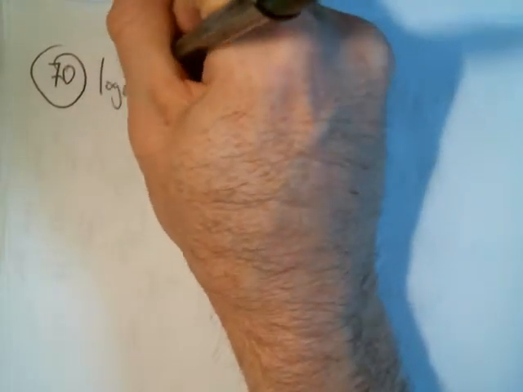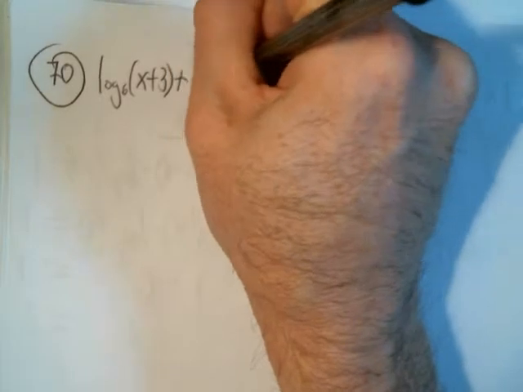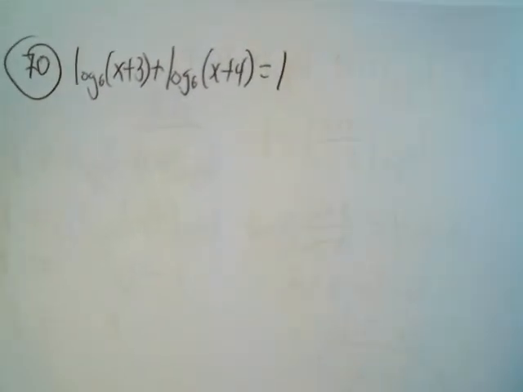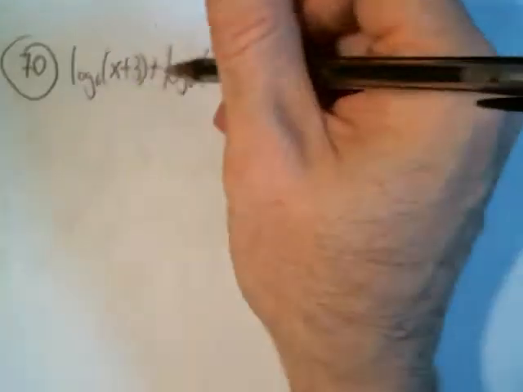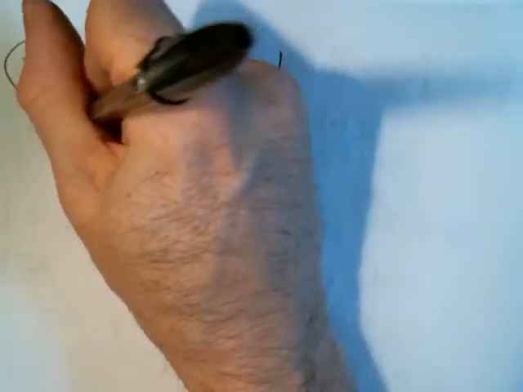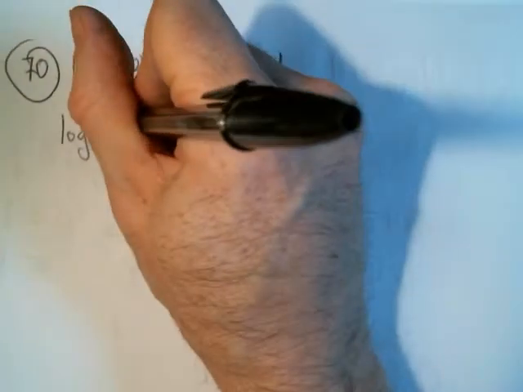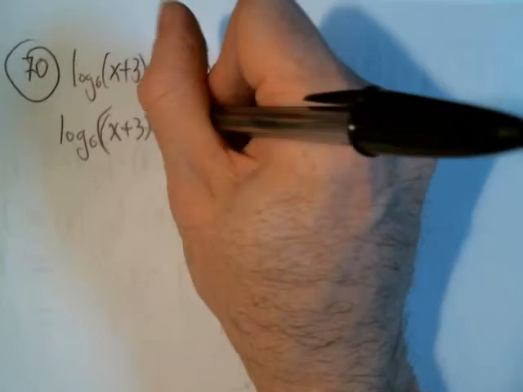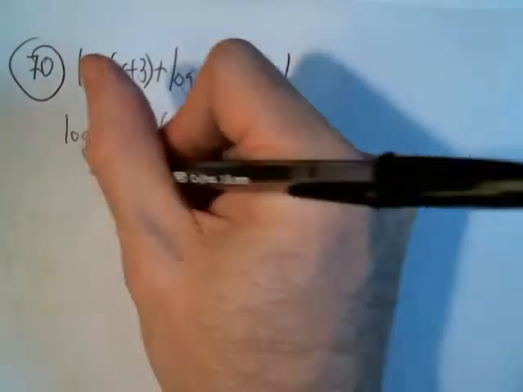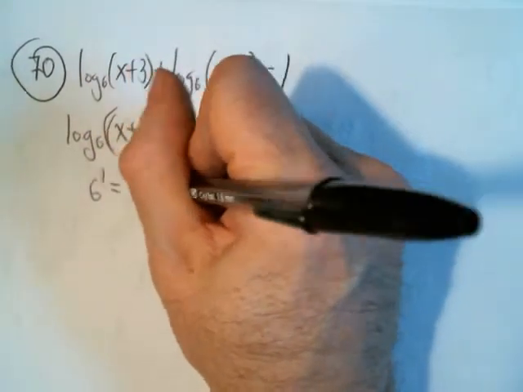Okay, so this time, let's get a piece of paper. Here we're looking at problem 70, and we have log base 6 of x plus 3 plus log base 6 of x plus 4, and that all equals 1. All right, so we want, again, to apply the properties of log, so we're going to condense this. So you'll have log base 6 of (x plus 3) times (x plus 4). Over here, 1. Use the definition, so 6 to the first power is equal to (x plus 3) times (x plus 4).